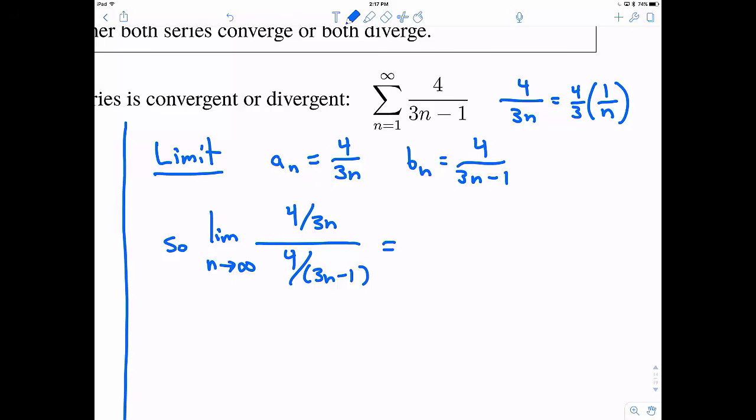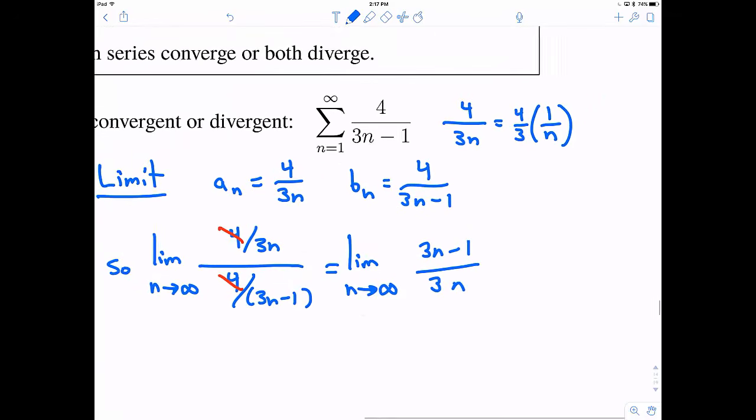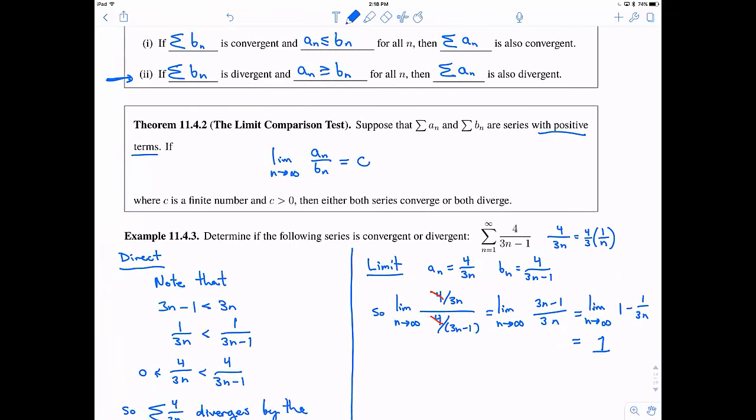Okay, so now we have a little bit of cancellation here, right? The 4's cancel, and instead of dividing by 1 over 3n minus 1, let's go ahead and multiply by the reciprocal. So that's going to be the limit as n goes to infinity of 3n minus 1 divided by 3n. Okay, so how do I evaluate this limit? Well, I could just go ahead and distribute this division by 3n. So I'd have the limit as n goes to infinity of 3n divided by 3n, which is 1, then minus 1 over 3n. Then as n gets very, very large, this just heads towards 1.